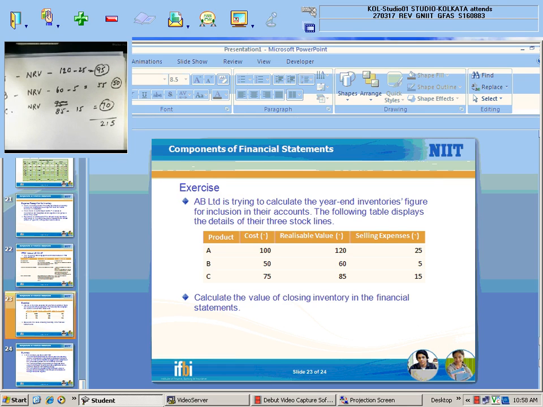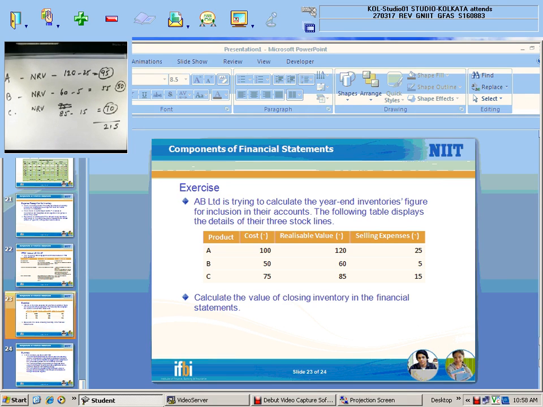$215 is the total value of the inventory for these three items taken together. Is that clear? So you have to always follow the principle of lower of the cost or net realizable value. Here, in this example, the realizable value has been given, but you have to deduct the selling expenses from the realizable value to arrive at the net realizable value. Net realizable value is always realizable value minus expenses in sale. Okay. So using that principle, we arrive at the value of the inventory as 215.